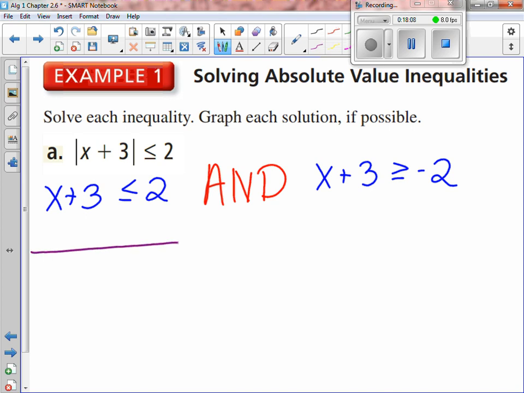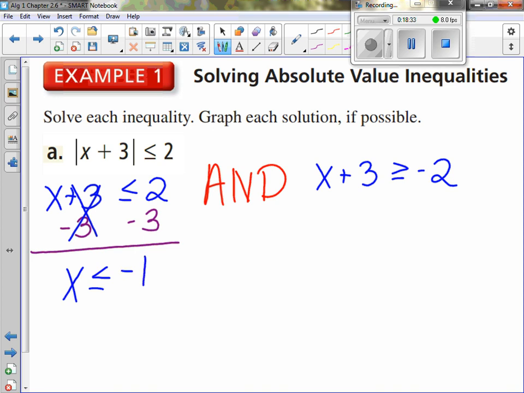So let's look at the left one first. X plus 3 is less than or equal to 2. What do I need to do to get the value of x by itself? I need to minus 3 from both sides. Because 3 minus 3 is 0, they cancel out. 2 minus 3 is negative 1. And we got x by itself. X is less than or equal to negative 1.